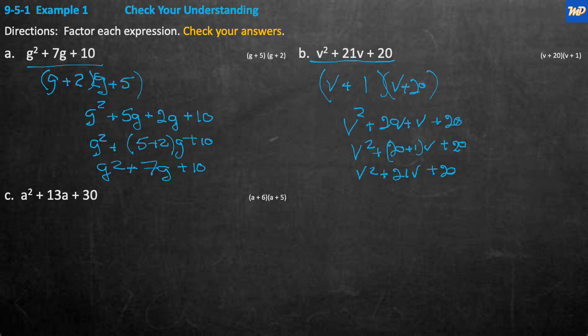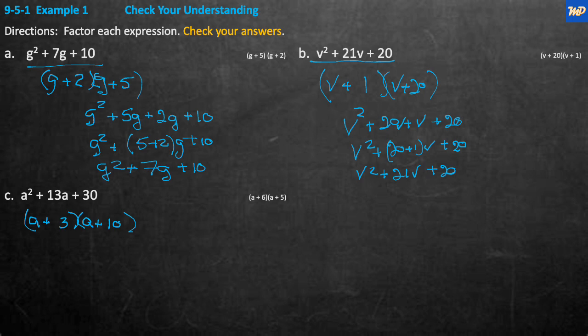C. I start off with writing two sets of parens. Put an a in the beginning because it's a squared, and an a in the beginning here. And then it's going to be two pluses, because we have nothing but pluses inside the trinomial. So what two positive factors of 30 can give us a positive 13? Well, it's probably going to be 10 times 3. 10 times 3 is 30. 10 plus 3 is 13. So I'm going to put a 3 here and a 10 here. It's factored.